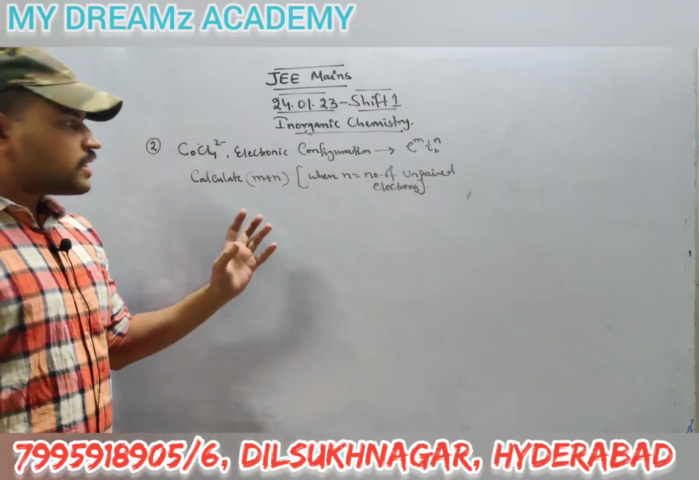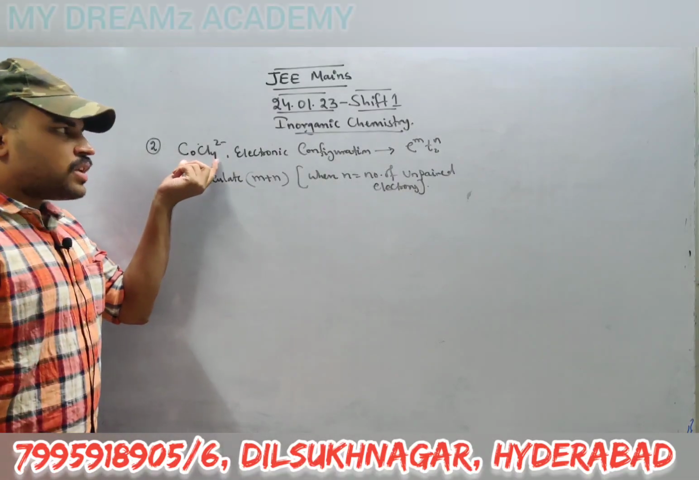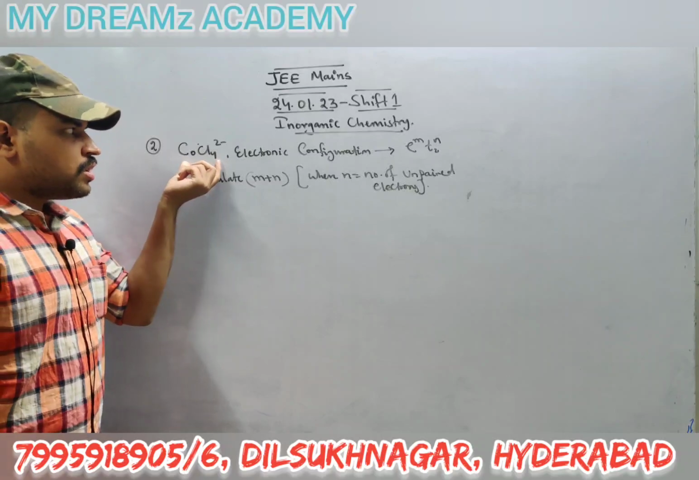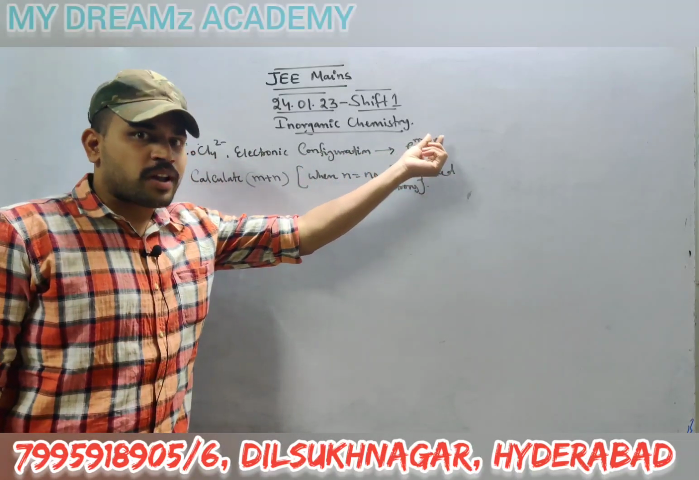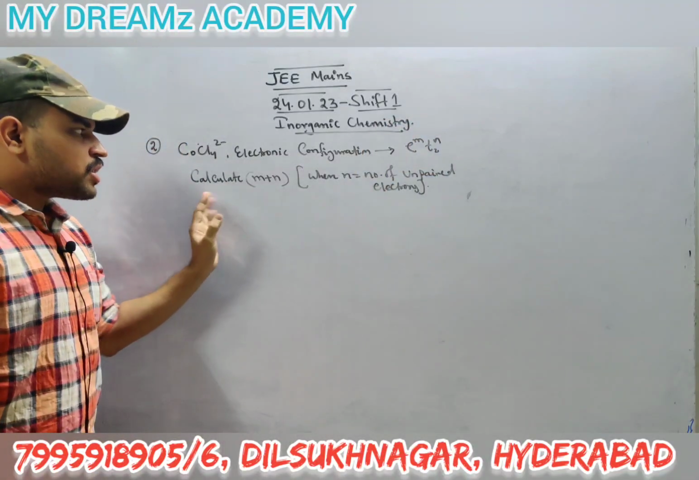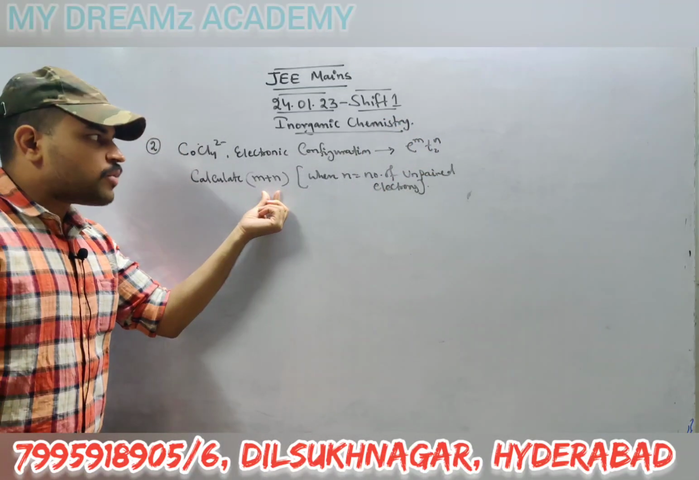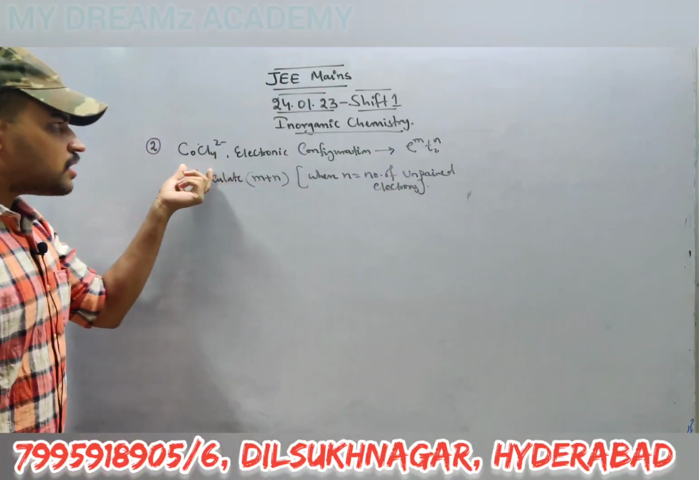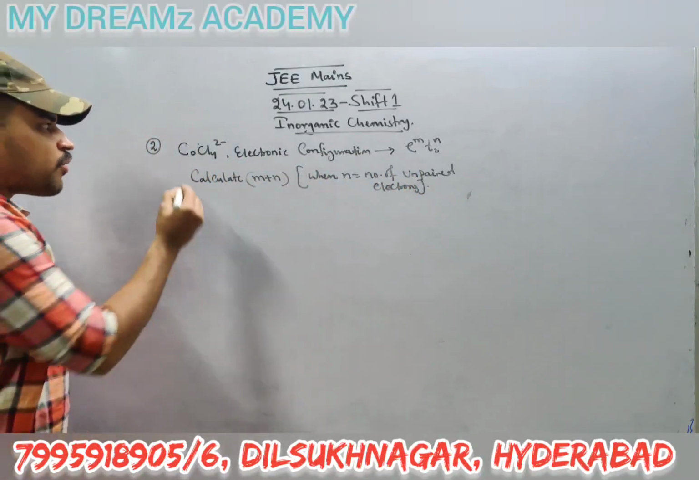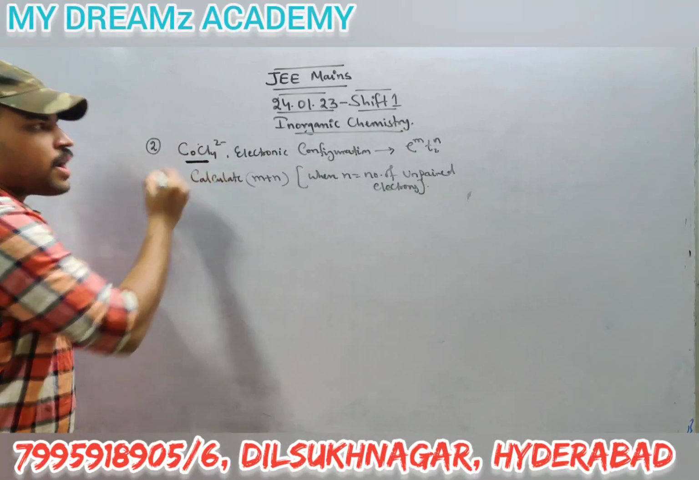So next we are going to discuss the second question. Here another compound is given, and its electronic configuration is given as e to the power m and t to the power n. They are asking to calculate the m plus n value, where n is the number of unpaired electrons. In this case, we first have to find out the oxidation state of this cobalt.